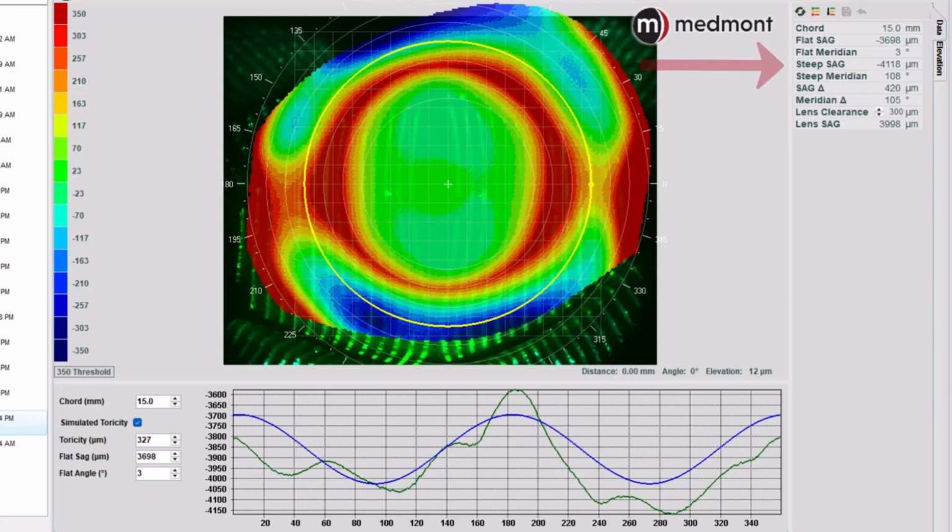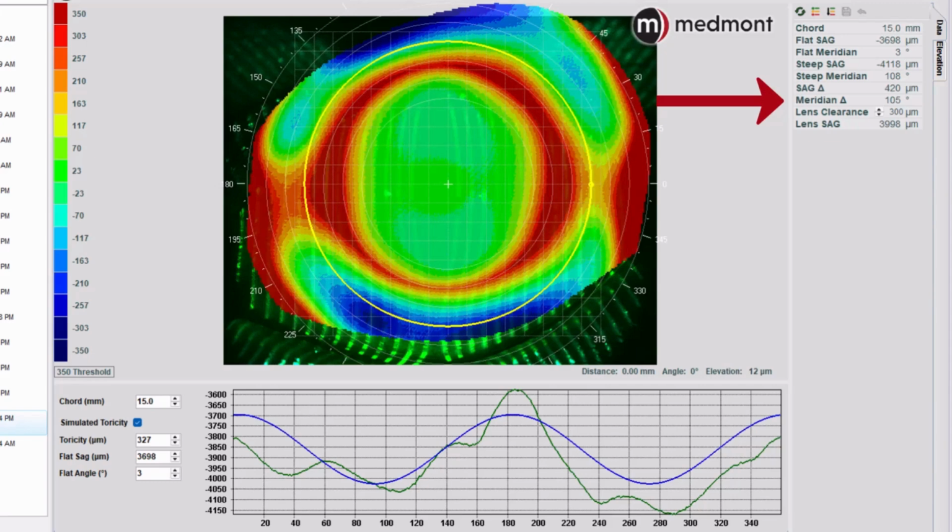In the case of the steep axis or deepest axis of the eye, we can see the measured sagittal depth is 4,118 microns, and that deepest axis is 108 degrees. When comparing our flat and steep axis, we can see the sag difference at a 15 millimeter chord is 420 microns. We can also see that the meridian difference between the axis of our flattest meridian and axis of our steepest meridian is 105 degrees.